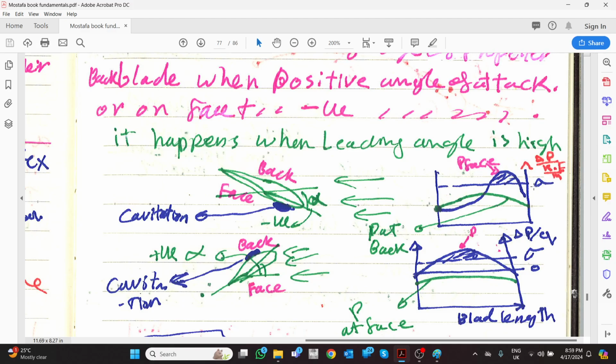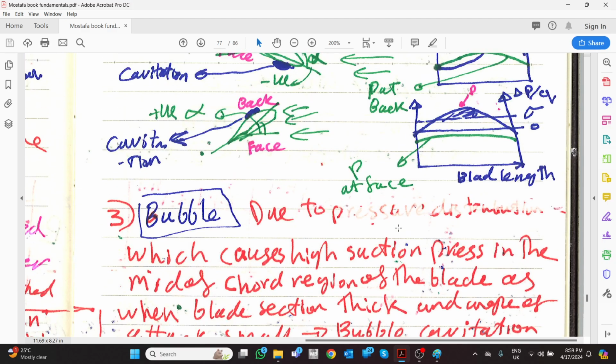And of course this one, as we agreed, sigma is delta B over kinetic energy divided by m dot. And if it is having a minus angle of attack like this, by logic separation will happen here at the back face. Okay, now the bubble.